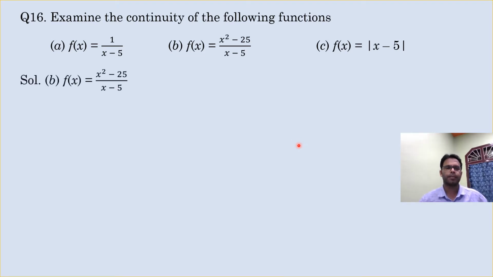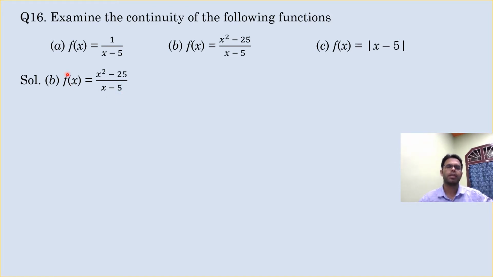Taking question number B, f(x) = (x^2 - 25)/(x - 5). Here the question does not give the point at which the continuity of the function is to be checked. That means if the question is asked for only 1 mark, you directly write that this function is discontinuous at x = 5, because the denominator is x - 5. The function is undefined at x = 5, because 5 minus 5 is 0, and something divided by 0 is infinite.